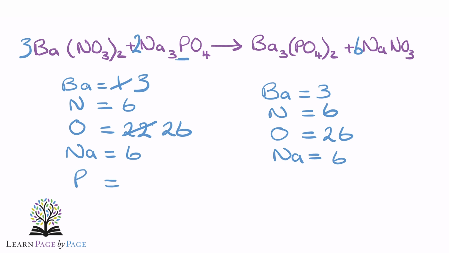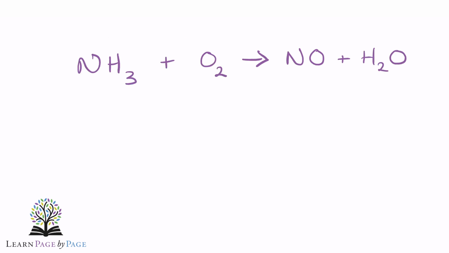We have 1 phosphorus here, but we've multiplied it by 2. There's 2. Then over on the product side, what do we have? There's 1 in the bracket, which is multiplied by 2 on the outside, and that's 2. And that's finished. That's a perfectly balanced equation. And we're going on to do one more last one.